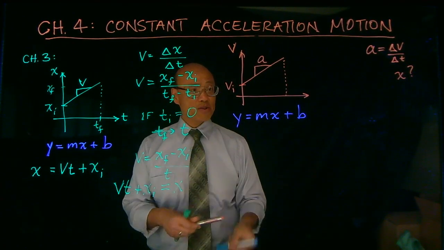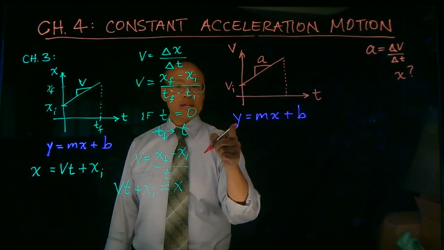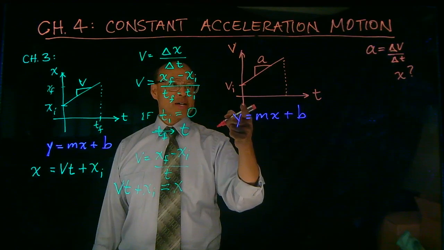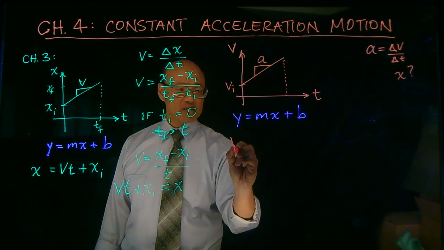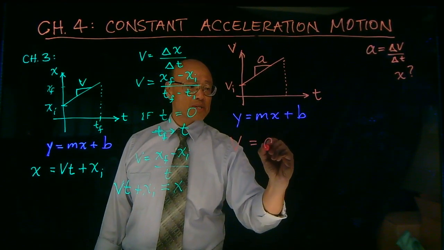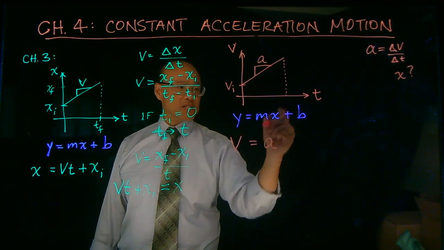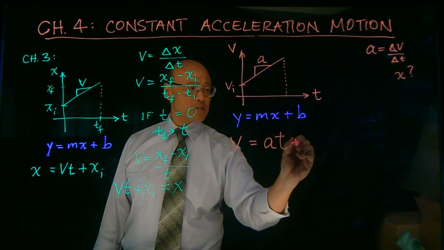We have a slightly different graph. This is still my time axis. So in math, my y-axis is the vertical axis. Well, here in physics, what's my vertical axis represent? It represents velocity. What's my slope? That's just my acceleration. What's x? It's my time axis. What's my y-intercept? Some initial velocity.